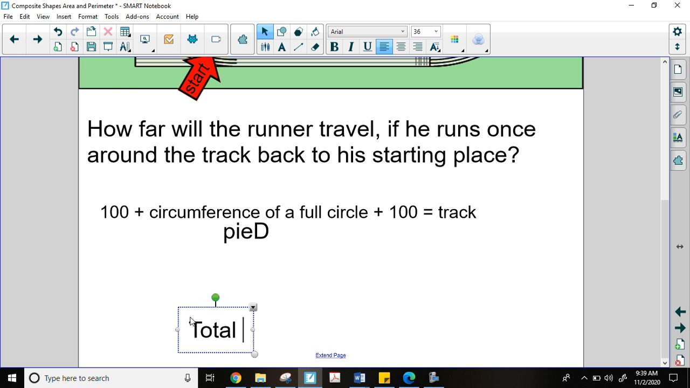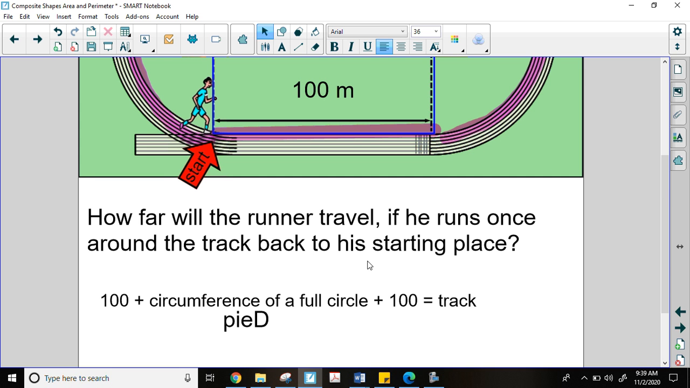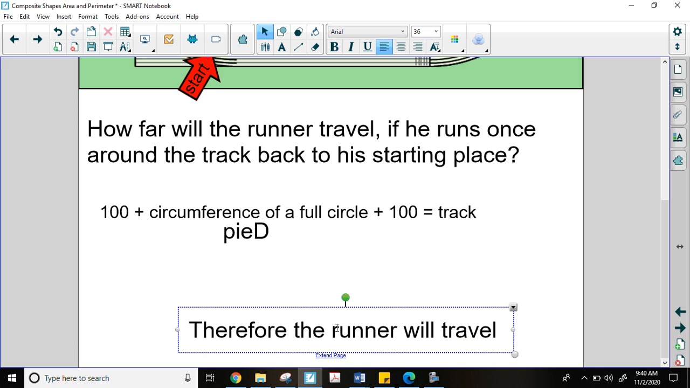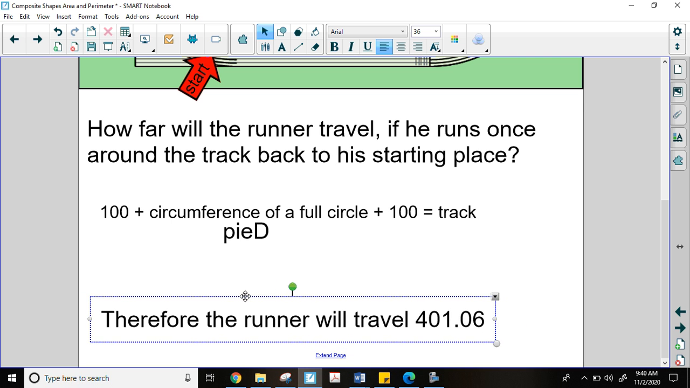So total distance, therefore, wait a second. What is it? How far will therefore the runner, always steal from the question to start your answer, will travel, and it's a perimeter question, so we're not squaring our units or anything like that, 401.06, and that's without rounding, and then units are meters. Meters, that's the 400 if you're running the 400. That's how far you're running.